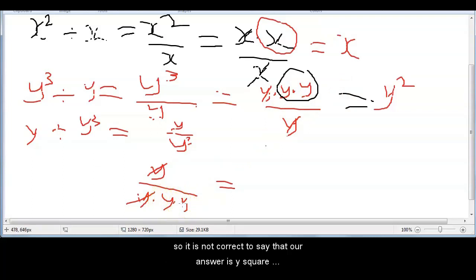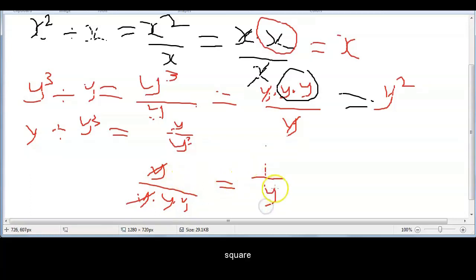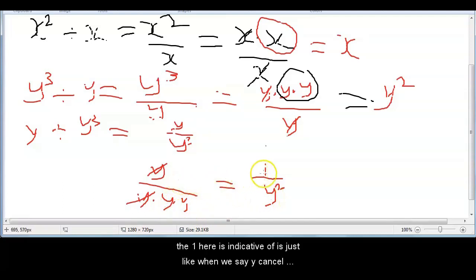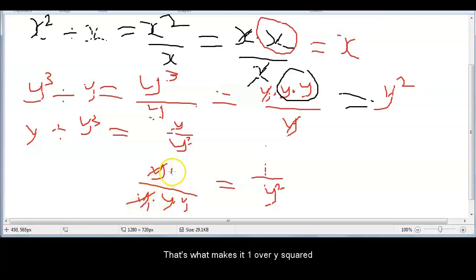So it is not correct to say that our answer is y squared just because we have two y's, because these two y's are in the denominator. The result will be 1 over y squared. The untouched y's still remain as the denominator. The 1 here is indicative of the cancellation. Just like when we say y cancels y, it means y divides itself one time, y divides the other y one time. So we have 1 on top. That's what makes it 1 over y squared.